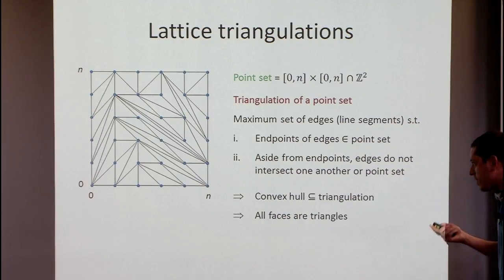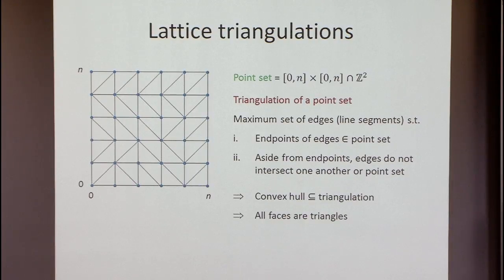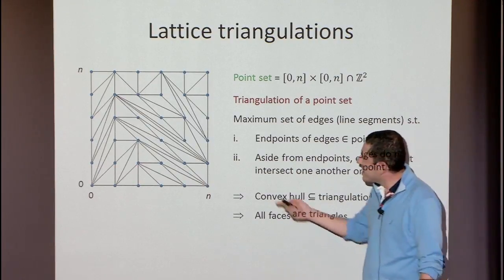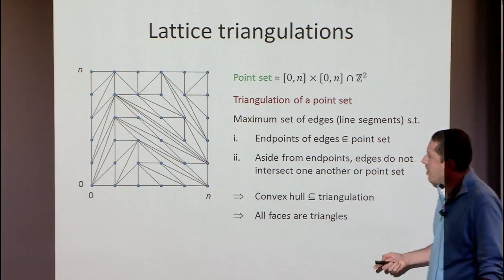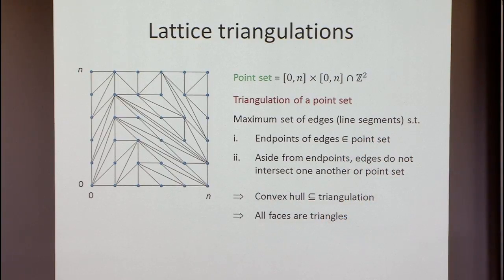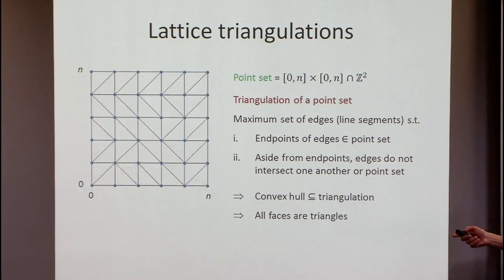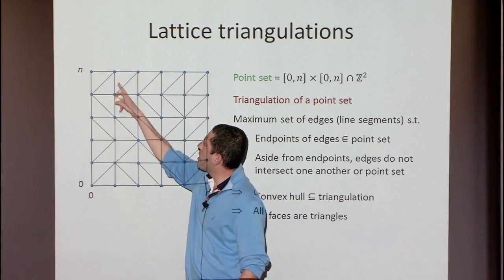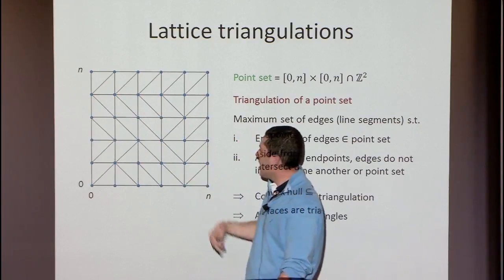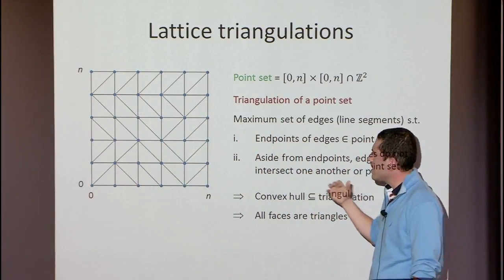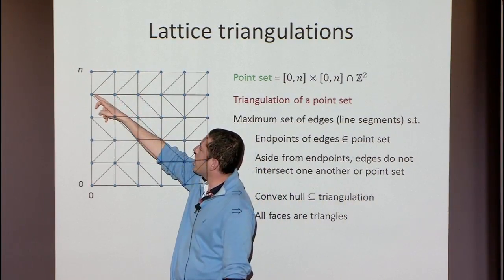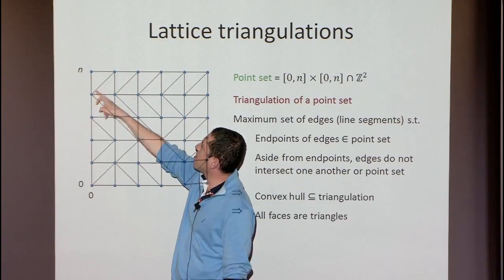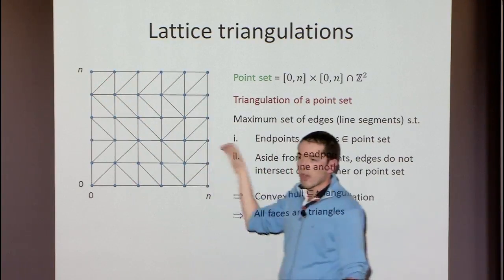One simple and well-known fact is that this is not the only lattice triangulation of the n-by-n box. There are many of them, and one special type of triangulation I would like you to keep in mind is a very simple one where you have all the one-by-one squares present in your triangulation, and you have a choice of diagonal. You can either put this one or this one for each of the one-by-one squares.